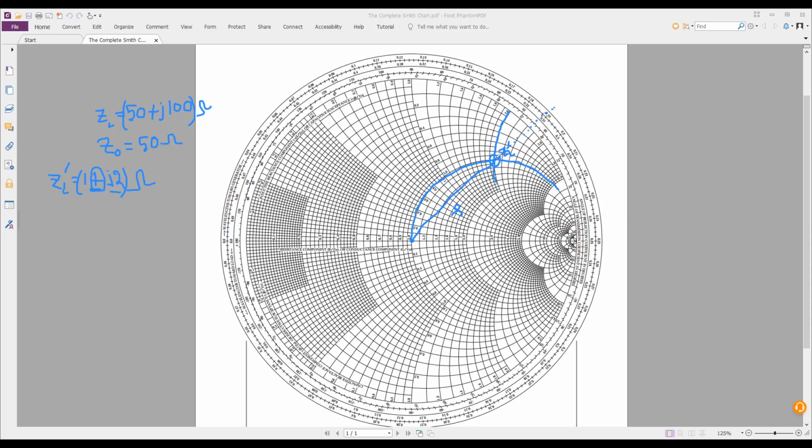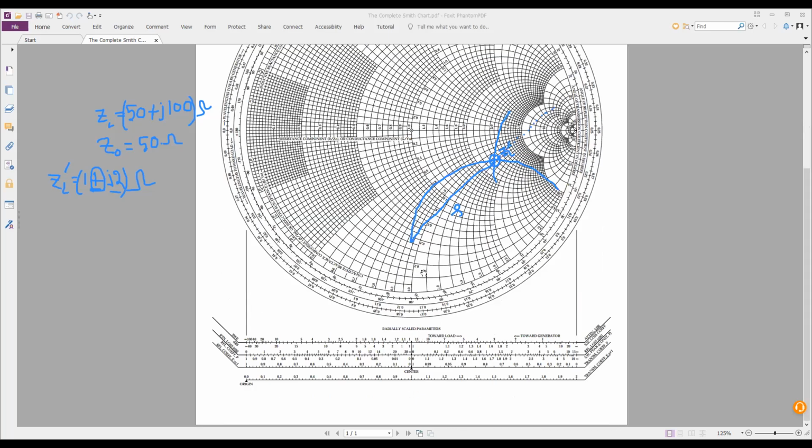And what is the value of this rho? Take this distance and put it under the VSWR scale, in the lower scale. You have to put this scale here, and you get the value. You can determine the value.